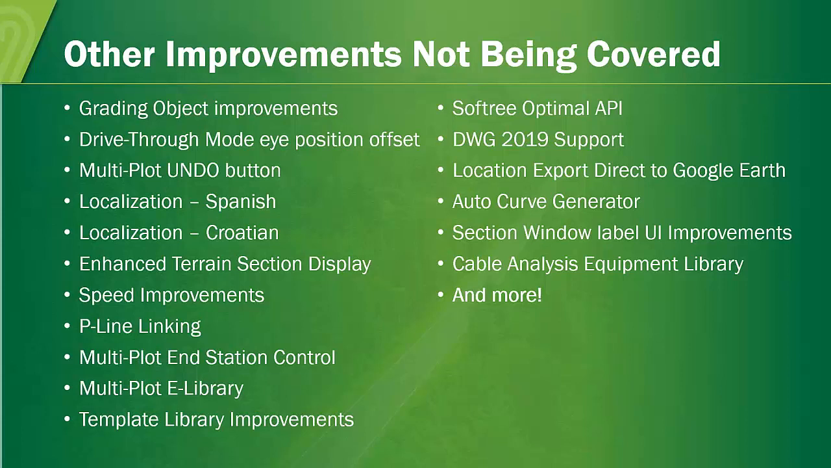The template library improvements. We now have an API available for Optimal. There's support for DWG formats and for 2019, a direct export to Google Earth, auto curve generator, some UI improvements to section labeling, the equipment list and the library is a bit better, and more.